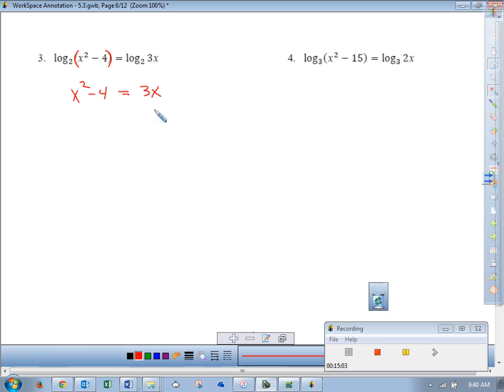Rock on. And now we get into frowny land. Quadratic equation. Get it equal to 0. So I'll subtract 3x from both sides. And let's see if we can factor it. Since a is 1, this is easily factorable. I need two numbers that multiply together to be -4 and add together to be -3. What do you think about that combo of numbers right there? So this is really x plus 1 times x minus 4 equals 0, to where x equals -1 or +4.